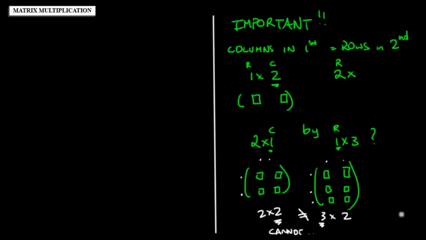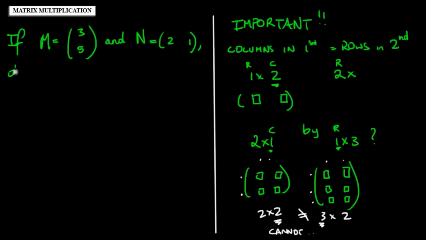Now here's the main idea to multiply two matrices. We multiply the rows by the columns. Here's an easy way to help you lay it out. So let's see what it looks like. Let's say that I had two matrices, M and N. M was 3, 5, and N was equal to 2, 1, let's say, right? And I wanted to multiply them.